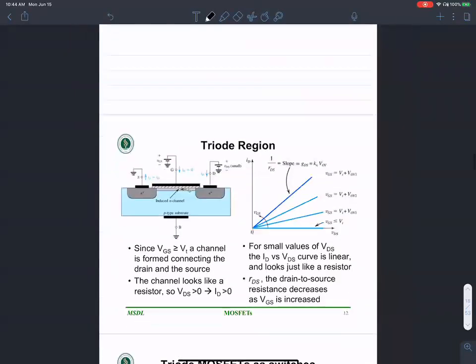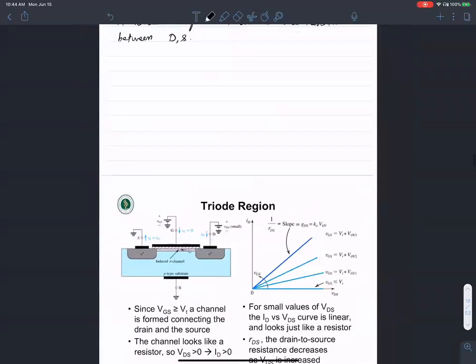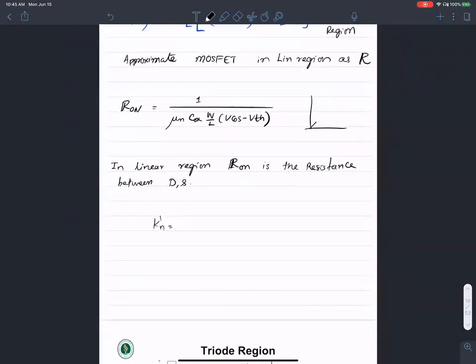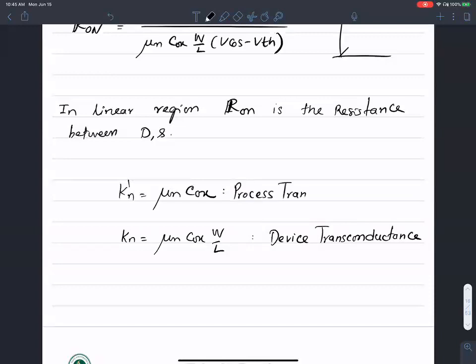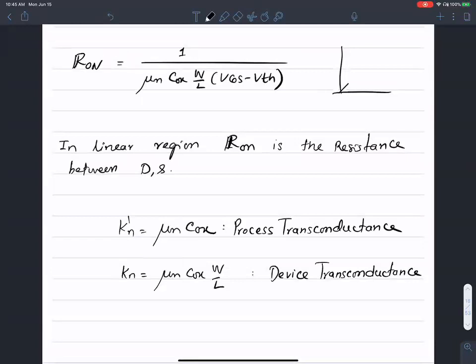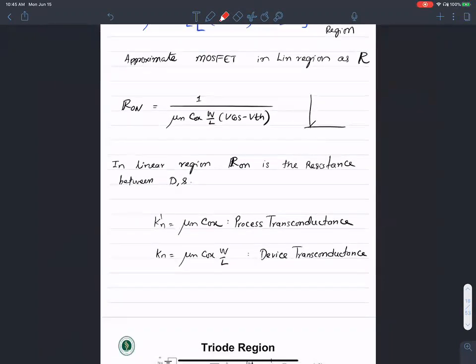And the textbook likes to call this K prime. So the textbook likes to call K prime n to be mu n C oxide, the process transconductance, and Kn to be mu n C oxide W over L. So this is called the device transconductance. And this is called the process transconductance. But I always like to remember this mu n C oxide W over L (VGS minus VTH). So as designers, we can play around with W over L. We can play around with VGS. That's about all the leeway we have in terms of modifying the characteristics of the MOSFET, okay?